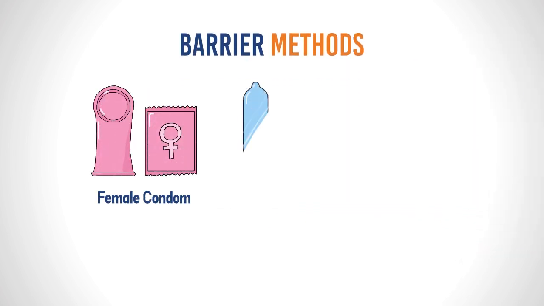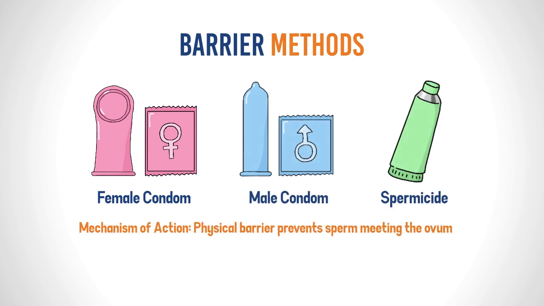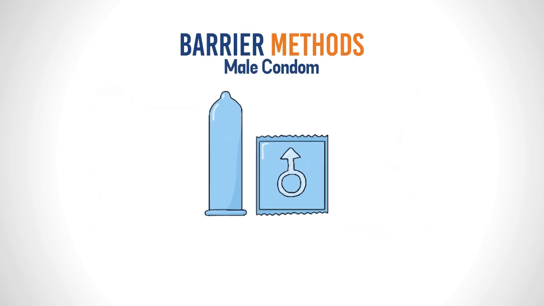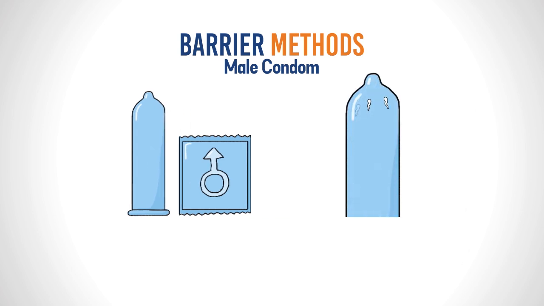Barrier contraceptives are physical or chemical methods that prevent the sperm from meeting the egg. The male condom is made out of latex or non-latex for those with allergies. They create a physical barrier to prevent the sperm from meeting the ovum. It has a failure rate of 13% with typical use.